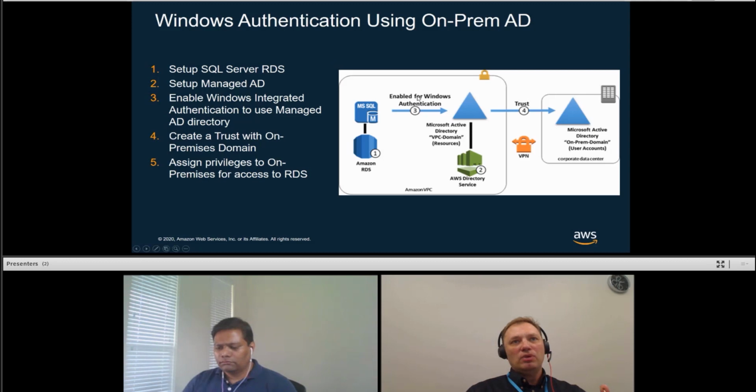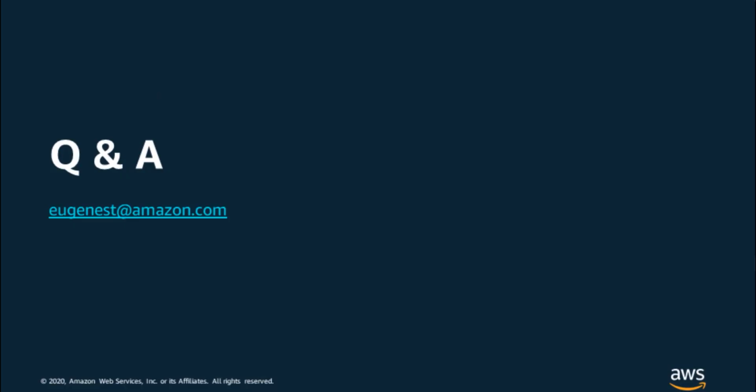The only additional step is here in the middle, and that requires you to launch AWS managed Active Directory and establish one-way trust between AWS managed and your self-managed directory. After that, you can join your RDS instance to the AWS managed Active Directory and take full advantage of Windows integrated authentication.